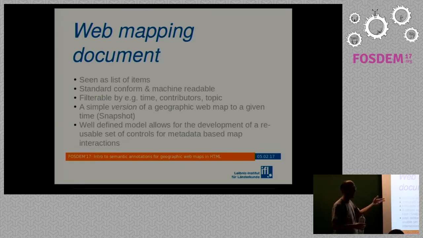And yeah, so a web mapping document is basically trying to decompose a map into a list of elements. It needs to be standard conform and machine readable. The idea is to reduce the complexity and just engage with certain parts of the map so I can analyze it. And it may be used to snapshot a map.